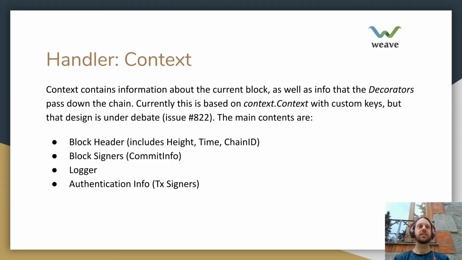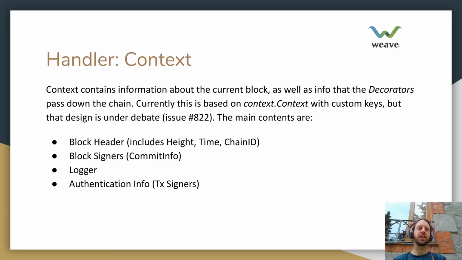Context is the other piece here. Context contains information on the current block, which you pass in from BaseApp, as well as any other information the decorators want to pass into it. Most of that is authentication information, which we use for decorators. It's based on Go context.Context as an iterator array and very generic with some standard keys we use. We actually want to change that design. Issue 822 is trying to standardize those, so we just decide what keys we want to support, rather than supporting an arbitrary interface map, which is very hard to serialize, for example, or to work with.